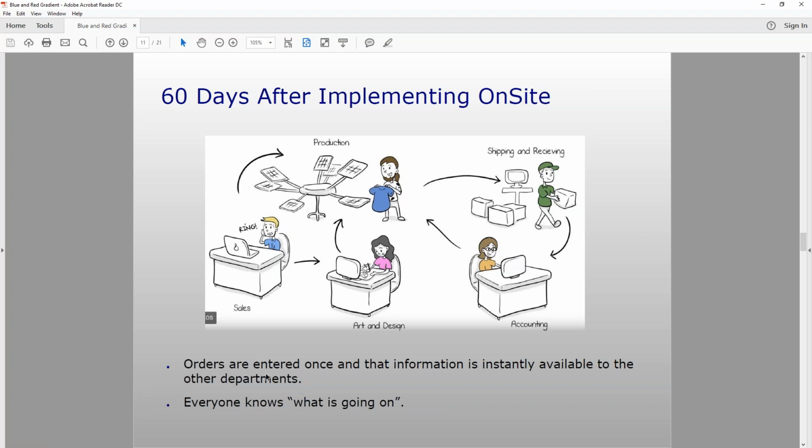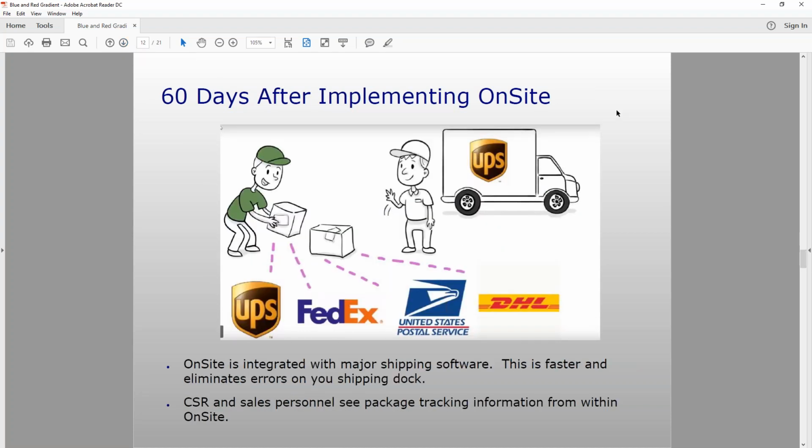They're entering orders once in the system, and that information is instantly available to all the other departments. Everybody knows what's going on. That's a huge time saver because you're not doing double and triple data entry, and it's very easy for customer service representatives or other staff to find out what's going on with an order. Your systems are also fully integrated with shipping, as I mentioned before. That means you're not having to rekey or retype information into, for example, your UPS system. You type in the order number in UPS, it sucks the shipping information out of OnSite. Again, saving on time and less errors.